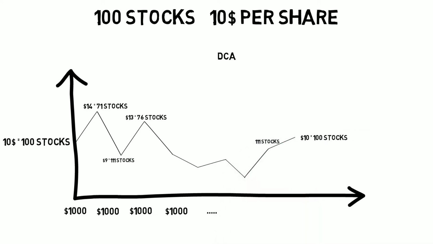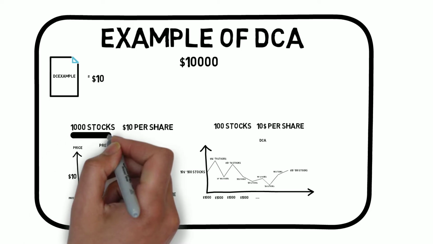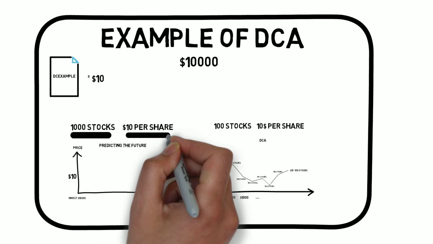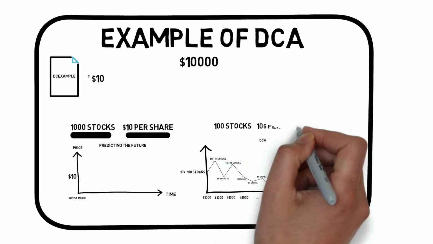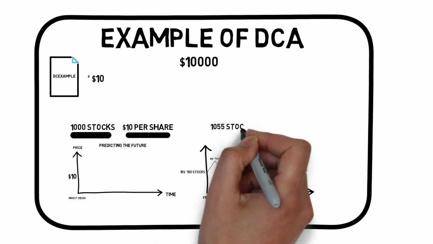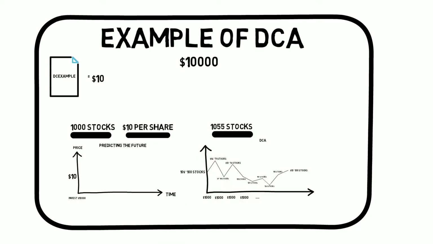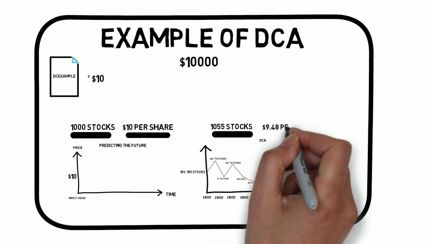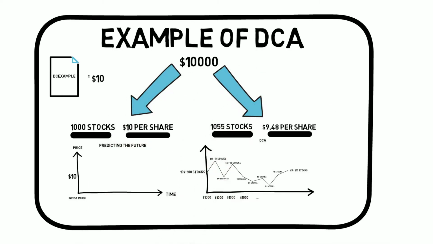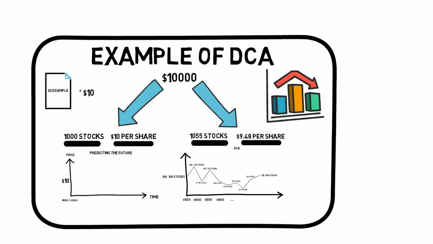Then, what happened? In predicting the future, you still have 1,000 stocks where you paid $10 per share, which is the exact value of them right now. But in the second example, you'll now have 1,055 stocks, which is now valued at $10,550. But still, you have only spent $10,000 on them. So this shows you why it's a great idea to use DCA in an unstable market.